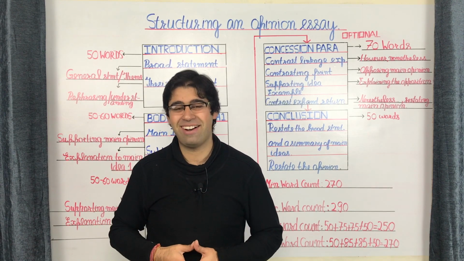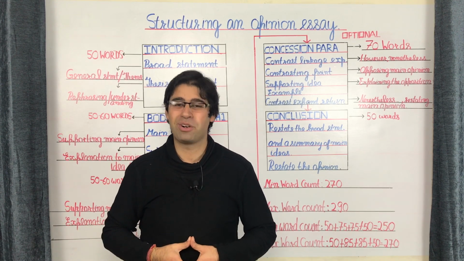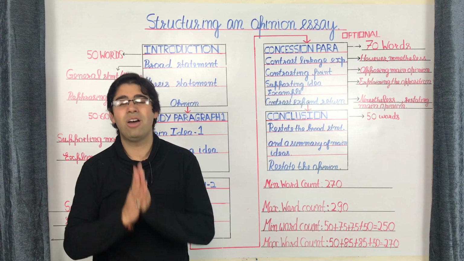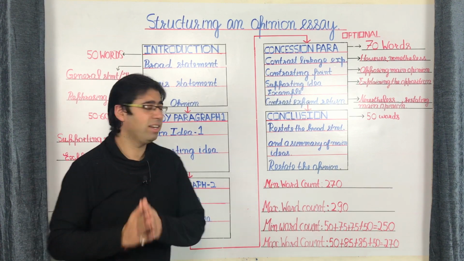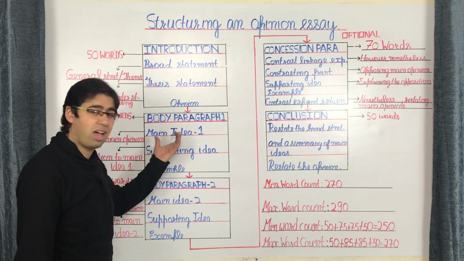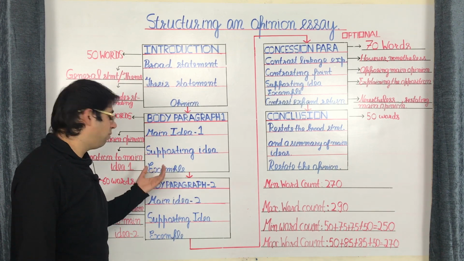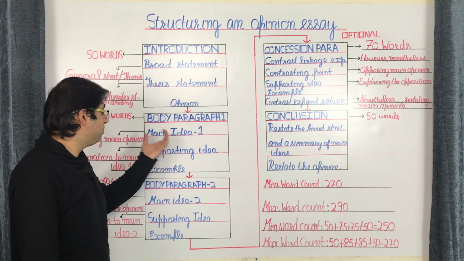Alright, so the first step is the hardest to take. Luckily, we are through with that. Let's now move further to body paragraph 1. Alright, so we begin with body paragraph 1, which comprises 3 elements. As you can see over here, we've got main idea 1, followed by the supporting idea, eventually followed by the example. Let's begin with main idea 1.